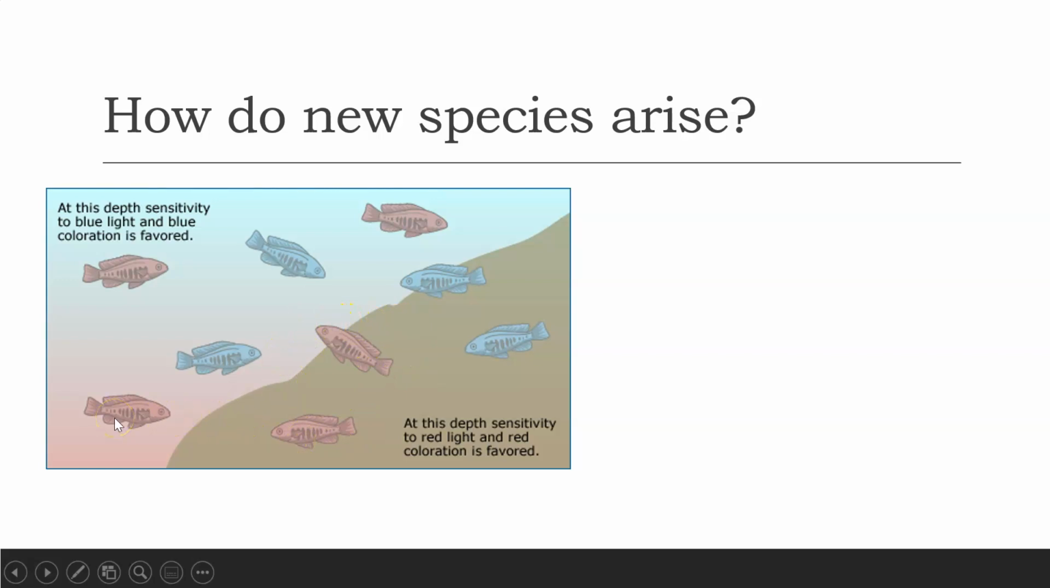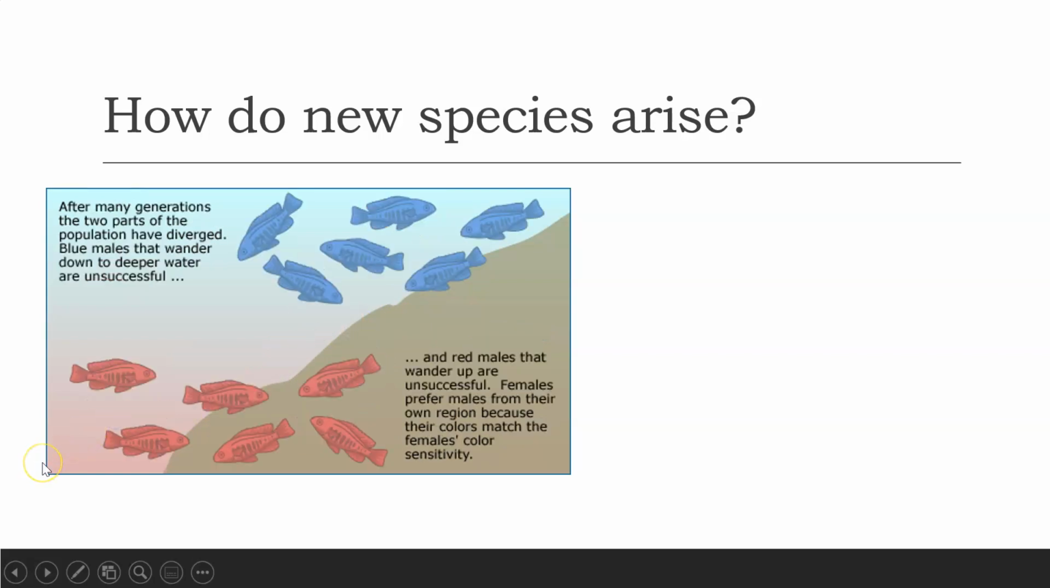So what will this do to populations over time? After many generations, the two parts of this population will be separate. The blue ones will breed with the blue ones, the red ones will breed with the red ones, because any red males that may wander up to where the blues are will not have any success. Over time, they'll be completely different species because they'll no longer be able to breed together and produce fertile offspring. So this is a behavioral adaptation. This change in their behaviors causes them to become different species.